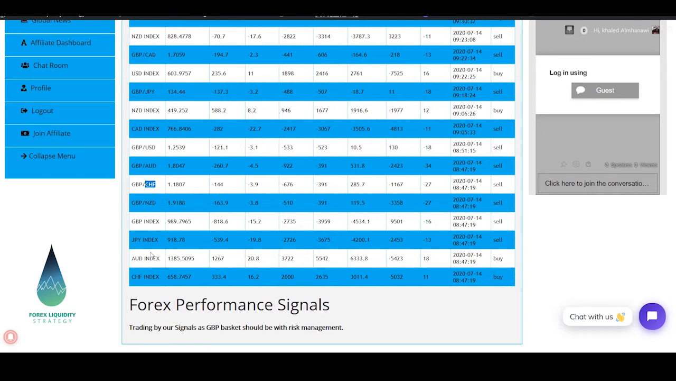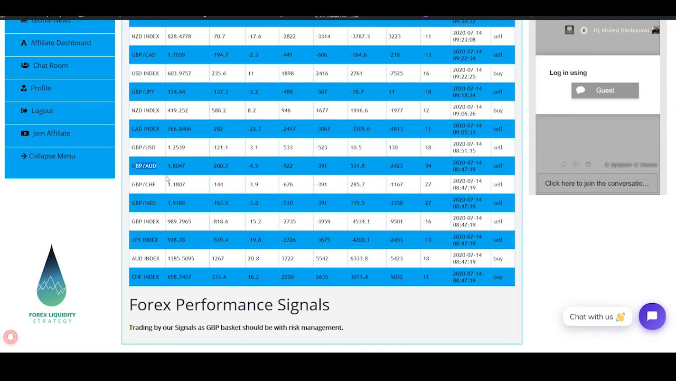Okay, another currency I would choose is the Australian index. The Australian index came as a buy, and I have the pound index came as a sell. So I would choose pound Australian. So these are my 2 choices that I would have chosen. Again, this is based on your risk management, based on your capital, and how many currencies you would choose.